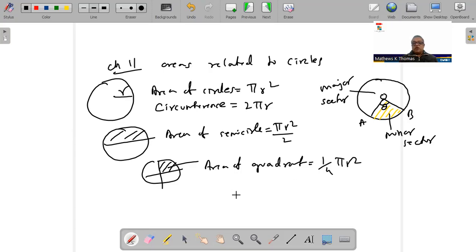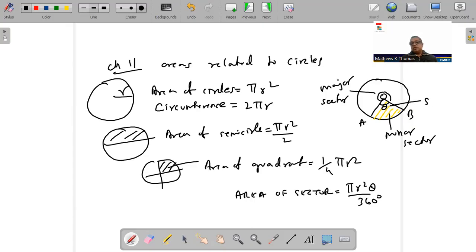Now, what is area of a sector? This you may not have done earlier. Area of sector is pi r square theta by 360. This is the formula to find area of sector. Whether it is minor sector or major sector, formula is same. The only thing is that the value of theta will change.